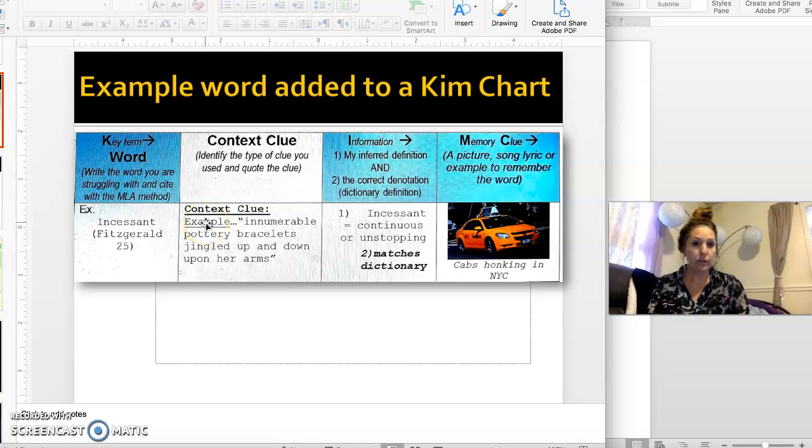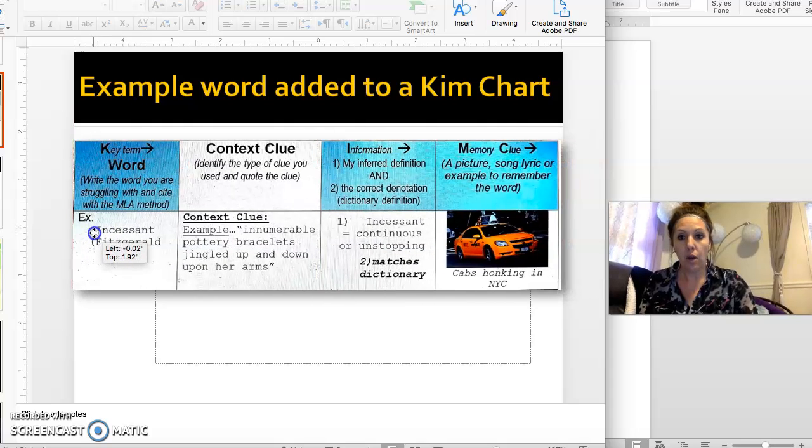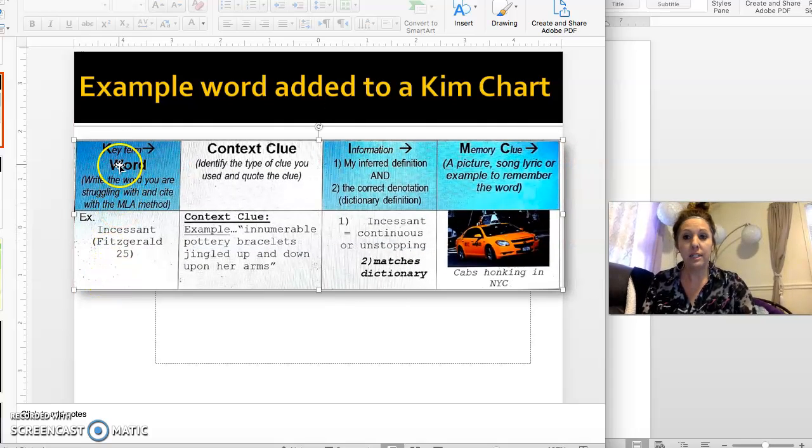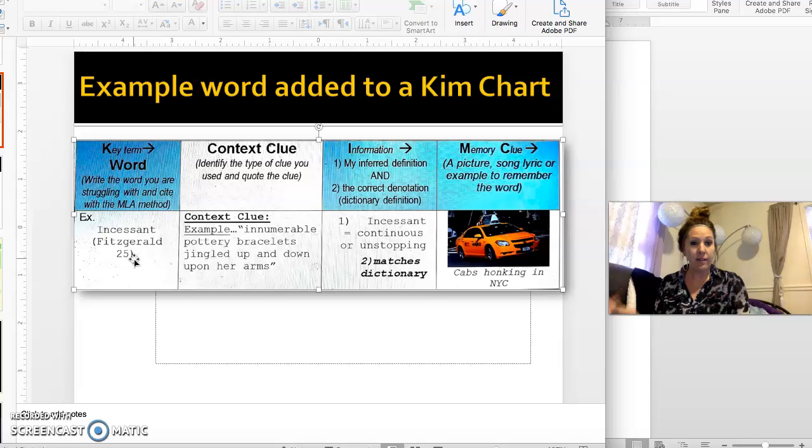So as an example, this is a word that some of you struggled with from The Great Gatsby. And we went over this word in class and we've added it to a chem chart. So if you look here, you'll notice that we have listed the key term or the word under the K column in the chem chart, and we put the MLA citation so that someone else could come along and find that word in the book. So it's on page 25. And we've added in this chem chart, we see K, I, M, right? But we've added a special column for context clue.